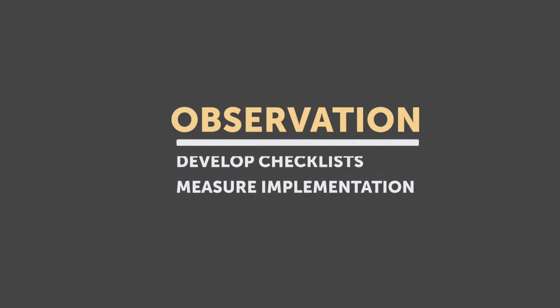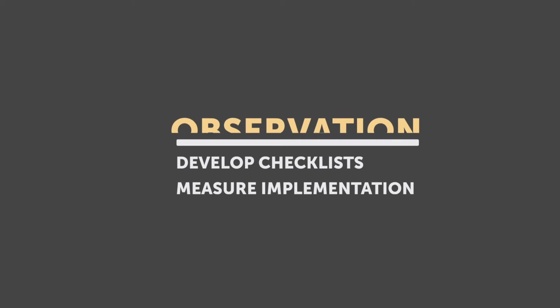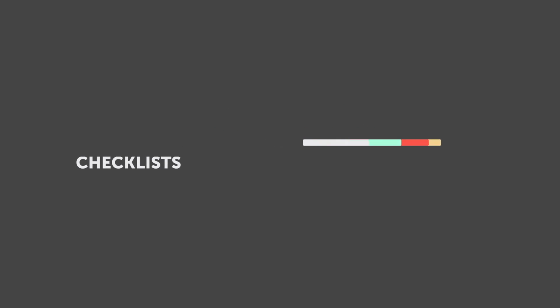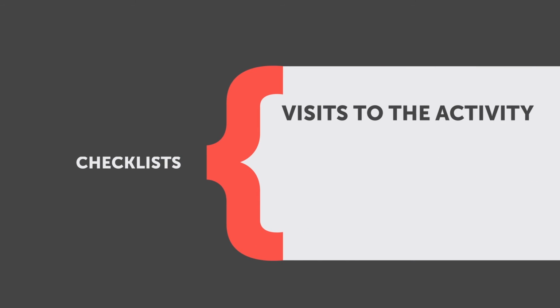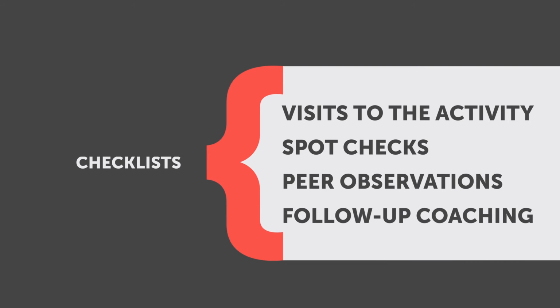The most reliable way to tell if an activity is being implemented with fidelity is by observation. Observations can be done by developing checklists to measure the critical implementation components we talked about earlier. Use those checklists to do regular visits to the activity, do spot checks, conduct peer observations, and provide follow-up coaching. While doing observations is time-consuming, it is the most reliable means of determining if the activity is being implemented with fidelity. The second tool is portfolios.